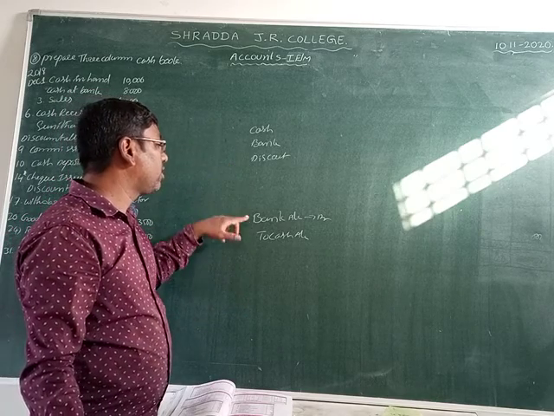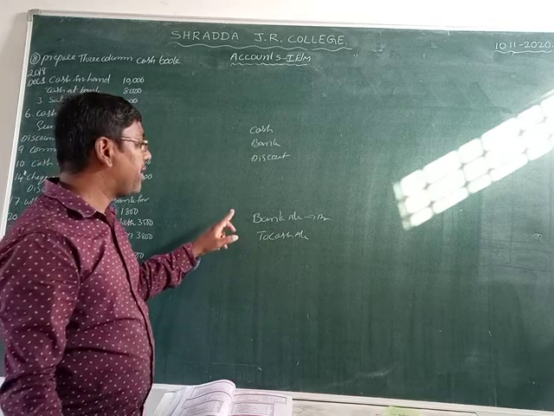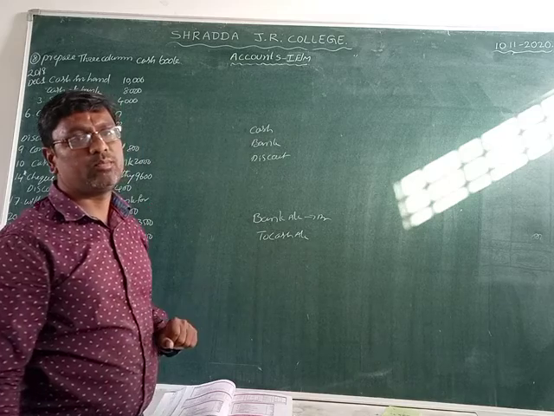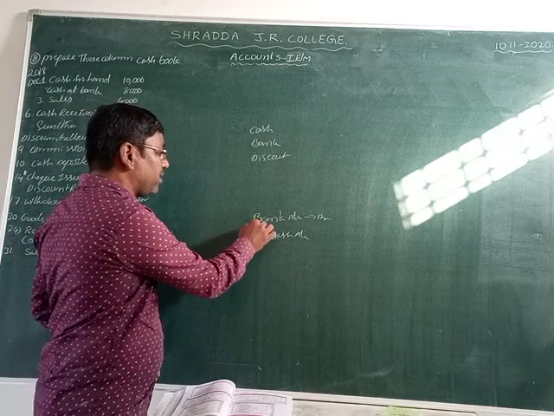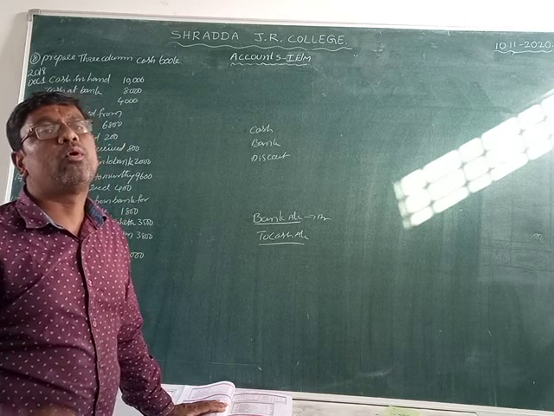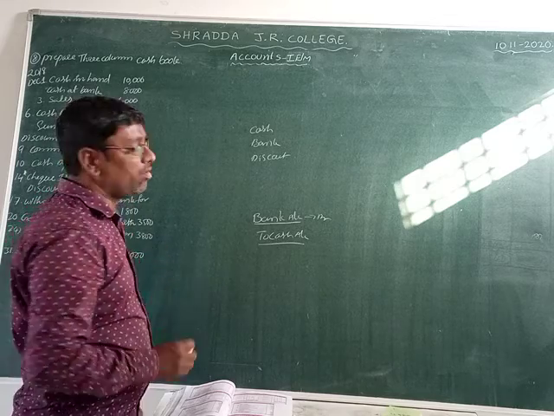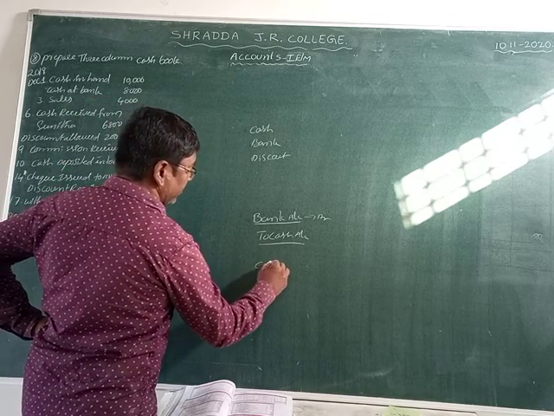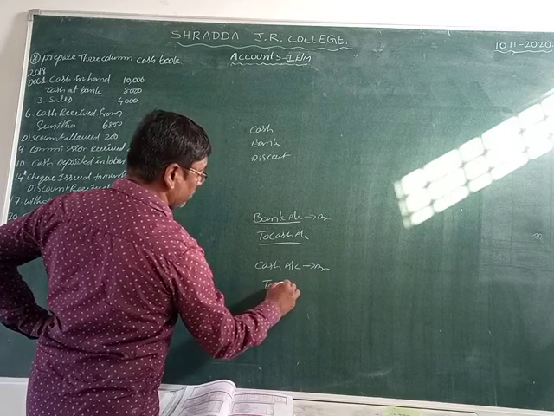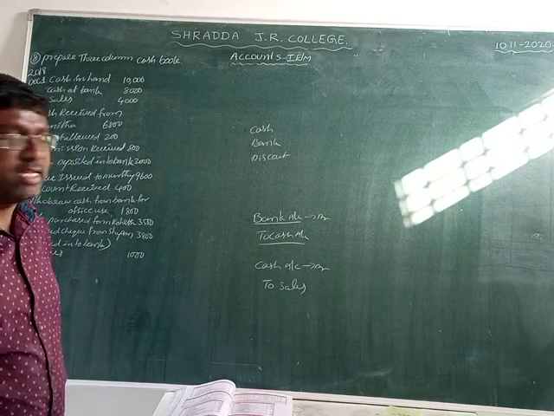So this general entry has bank and cash, and we record both the cash and bank accounts, debit and credit both. For example, take cash sales. What is the general entry? Cash account debit to sales account.